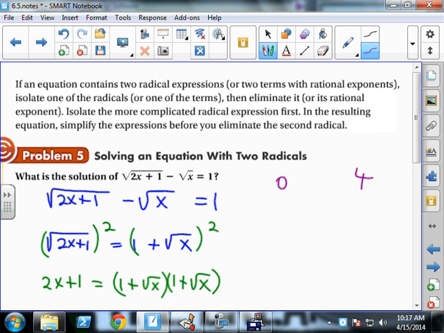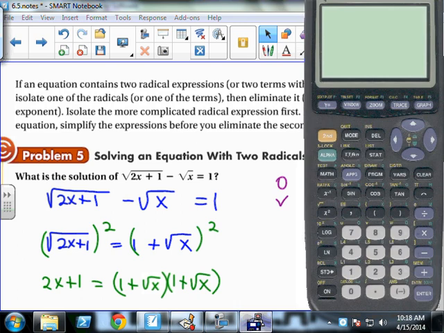2 times 0 is 0. 0 plus 1 is 1. Square root of 1 is 1. 1 minus the square root of 0. Square root of 0 is 0. 1 minus 0 is, I'm sorry, 1 minus 0 is 1, and 1 equals 1. So the 0 is a solution. If we check the other one, 2 times 4 is 8. 8 plus 1 is 9. The square root of 9 is 3. Square root of 4 is 2. 3 minus 2 is 1. So they both check out, it seems.